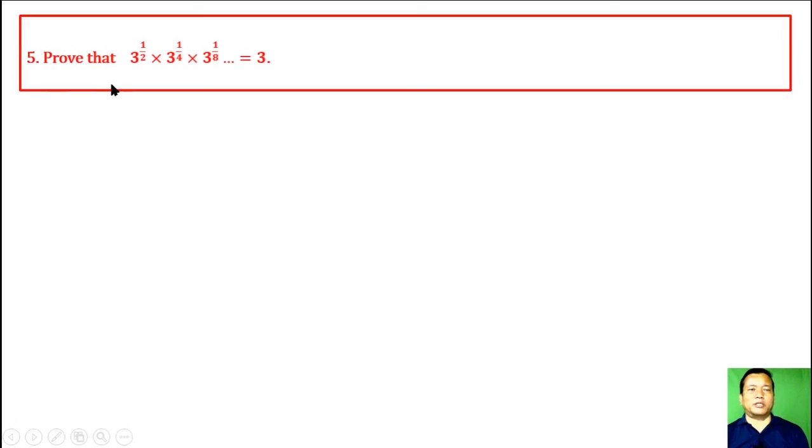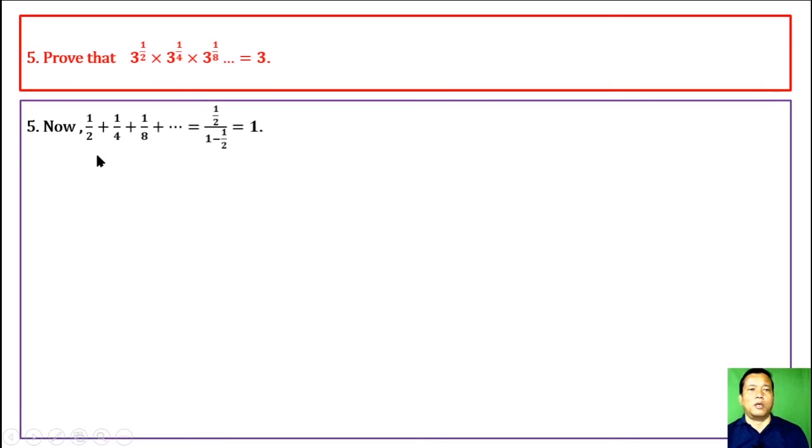Question number 5. Prove that 3 to the power half into 3 to the power 1 by 4 into 3 to the power 1 by 8 up to infinity is 3. Consider the sum of 1 by 2 plus 1 by 4 plus 1 by 8 up to infinity, which is a geometric series of infinite terms. a is half, common ratio is also half, we get 1. Therefore, the left hand side is this. Product of these terms is 3 to the power half plus 1 by 4 plus 1 by 8 plus dot dot dot, whose value is 1. 3 to the power 1 is 3, which is the right hand side, hence proved.